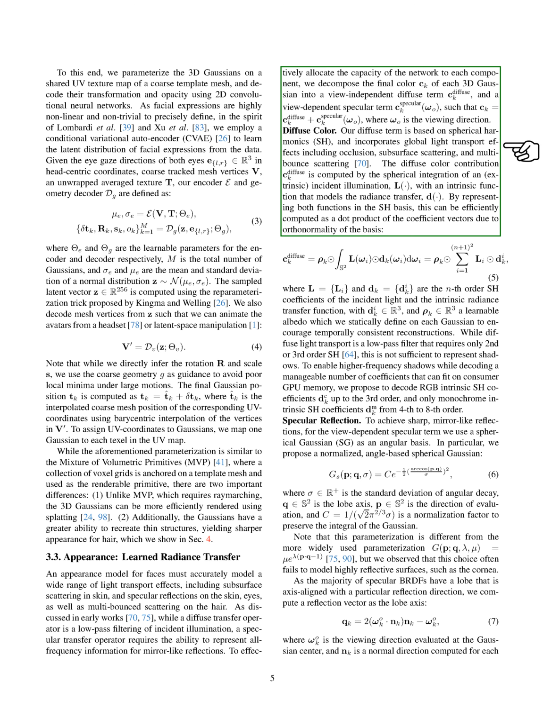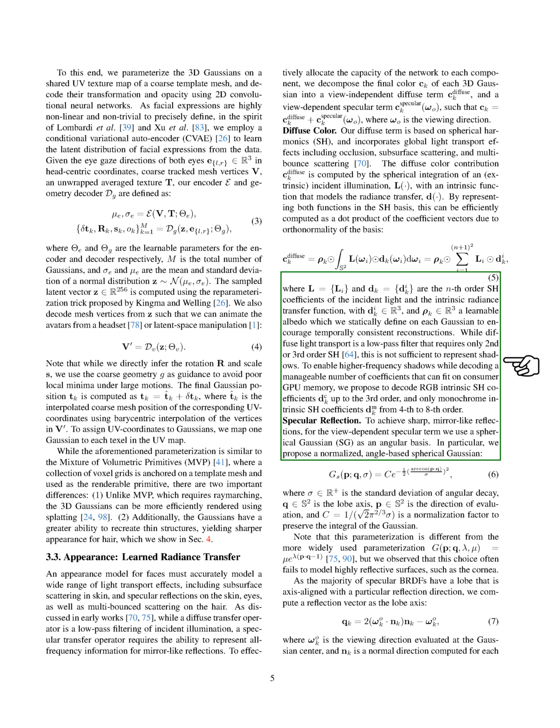Our diffuse term is based on spherical harmonics, a mathematical tool used in our model, and includes global light transport effects such as occlusion, subsurface scattering, and multi-bounce scattering. The diffuse color contribution is calculated by integrating an incident illumination, which is the light that hits the face, with a function that models the radiance transfer, which is how the light is scattered. We represent both functions in the spherical harmonics basis, which allows us to efficiently compute this as a dot product of the coefficient vectors. While diffuse light transport is a low-pass filter that requires only second or third-order spherical harmonics, this is not enough to represent shadows.